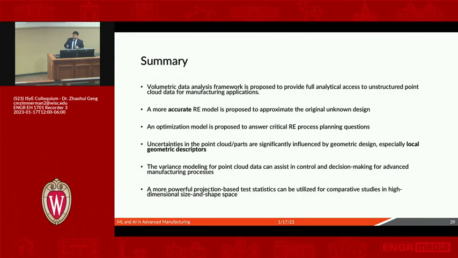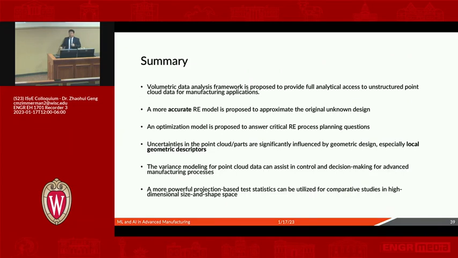And finally, we propose a more powerful projection-based statistic that can be utilized for comparison studies in high-dimensional size and shape space. Okay, now let's shift our focus a little bit again to talk about some of our current work extended for artificial intelligence. Of course, it's reverse engineering. There's still a lot of opportunities here, such as repair, remanufacturing, and security by design.